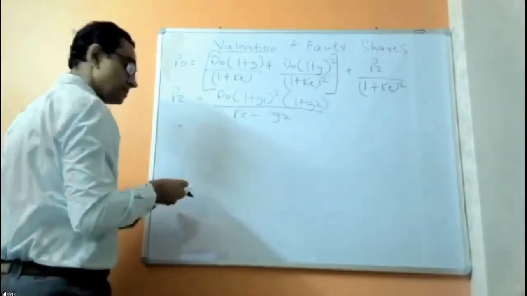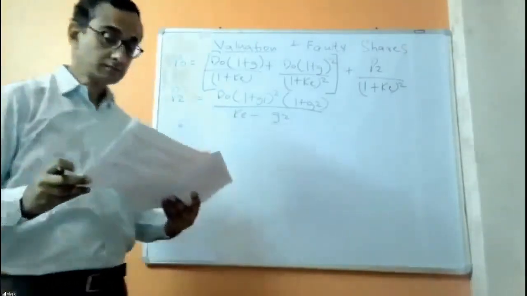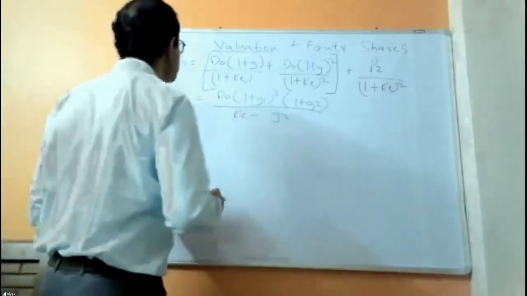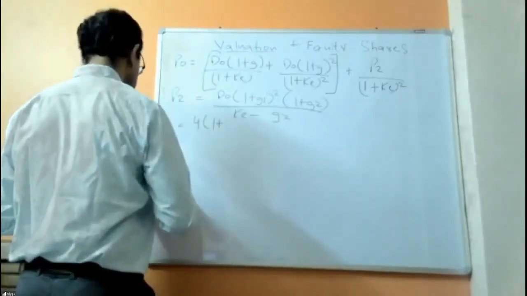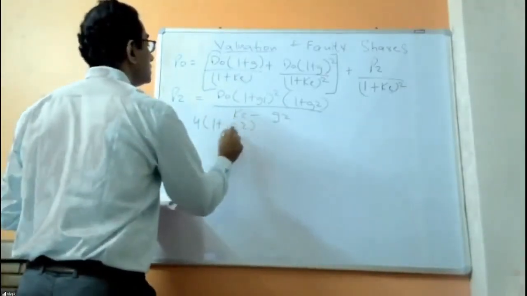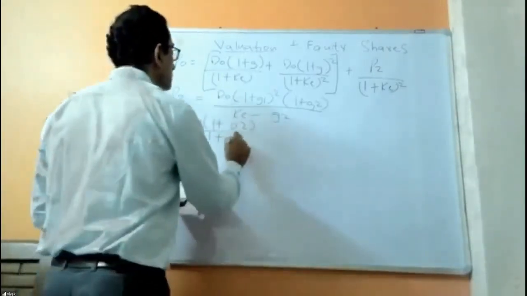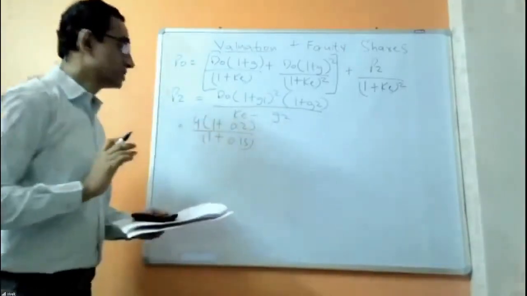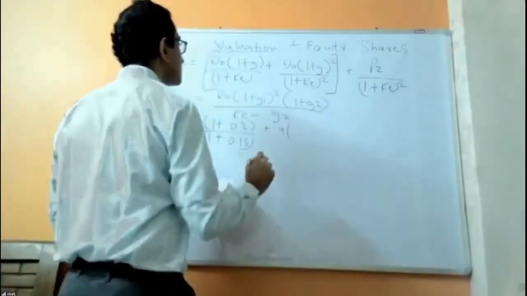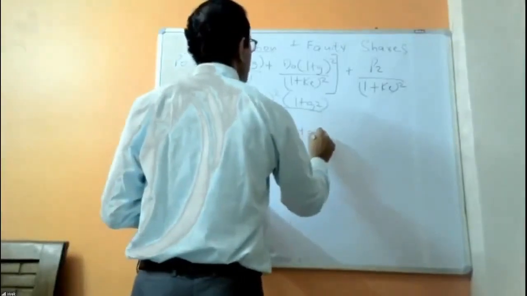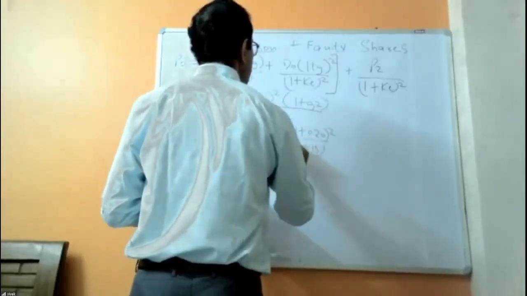D0, that is the current dividend, which is given in your question. The current dividend is actually 4 per share. So it will be 4 into (1 + the growth rate of 20%, 0.2) divided by (1 + 0.15). So that is the first year figure, plus the second year: 4 is the current dividend, (1 + growth rate 0.2) squared divided by (1 + 0.15) squared.